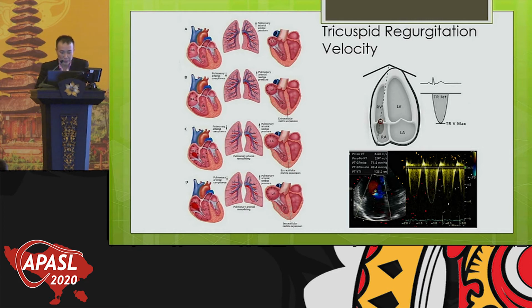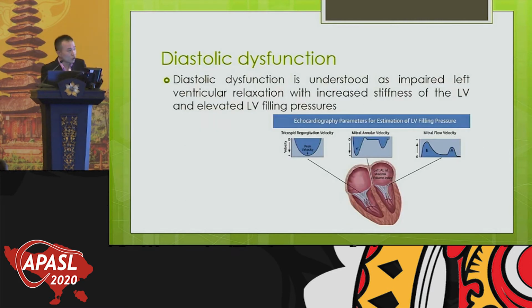So just incorporating those measures that we've just talked about, you can see here that diastolic dysfunction is understood as impaired left ventricular relaxation with increased stiffness of the left ventricle and elevated left ventricular filling pressures. And we talked before about some of these important metrics: the E to A, which is on your left-hand side here. In the middle, we talked about the importance of E prime, and then you look at the tricuspid regurgitation velocity.